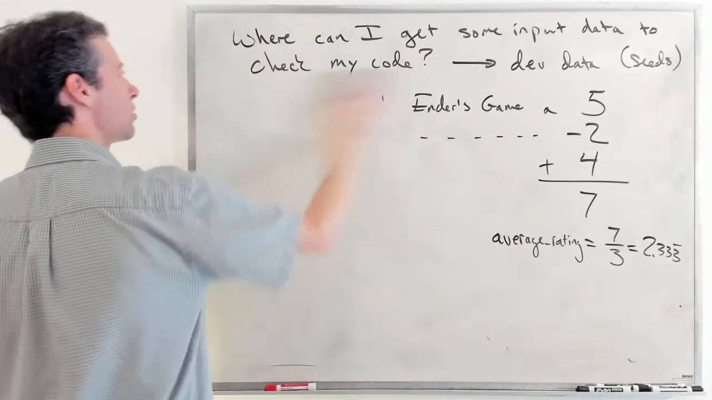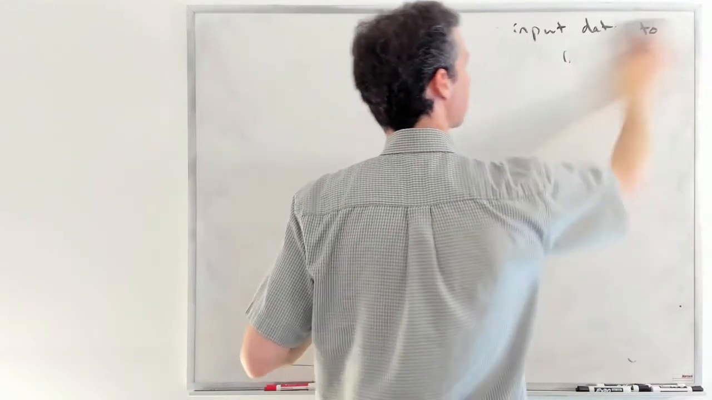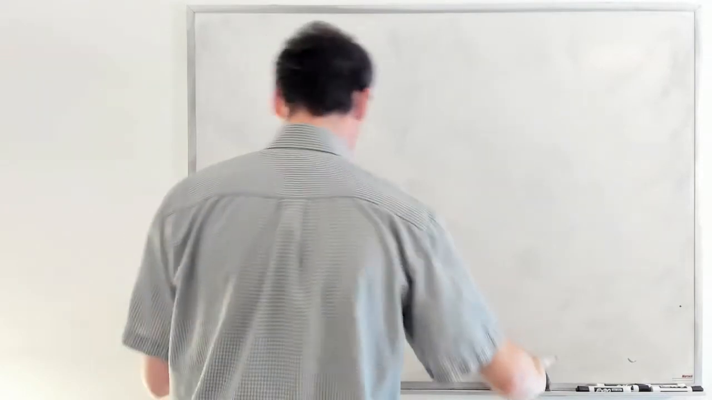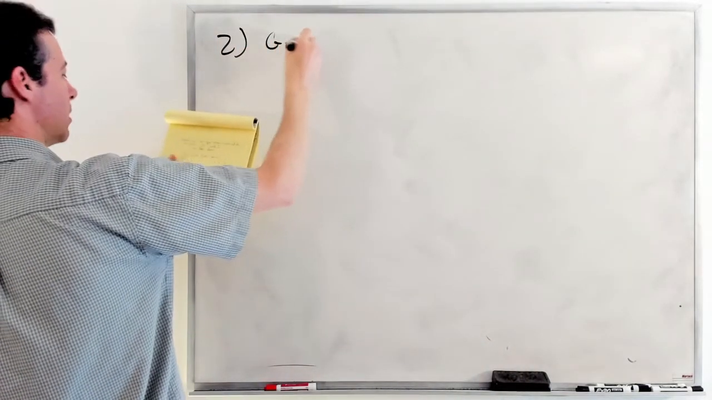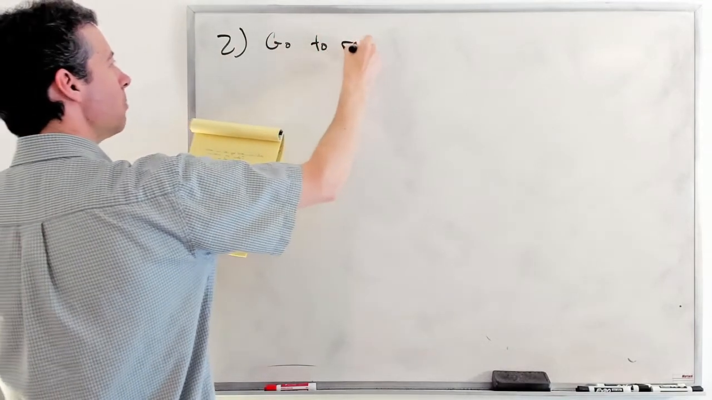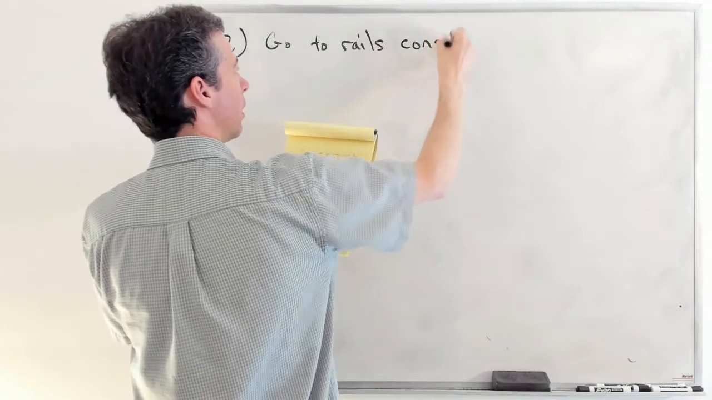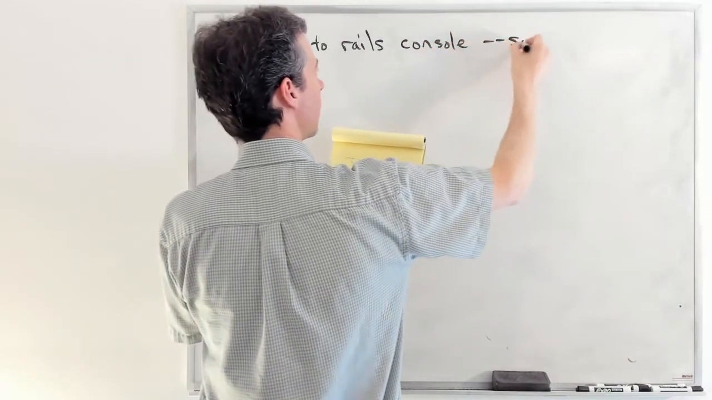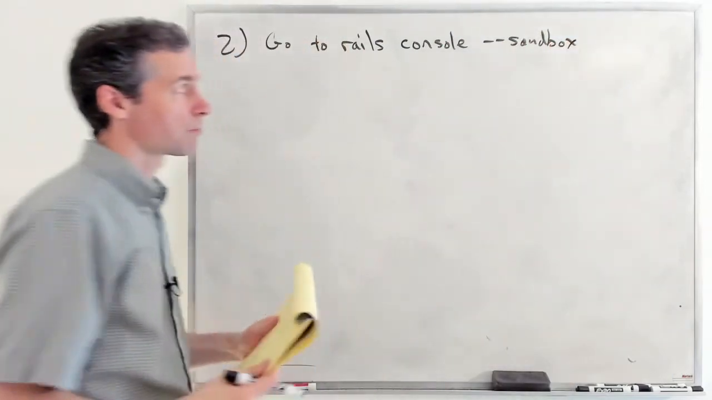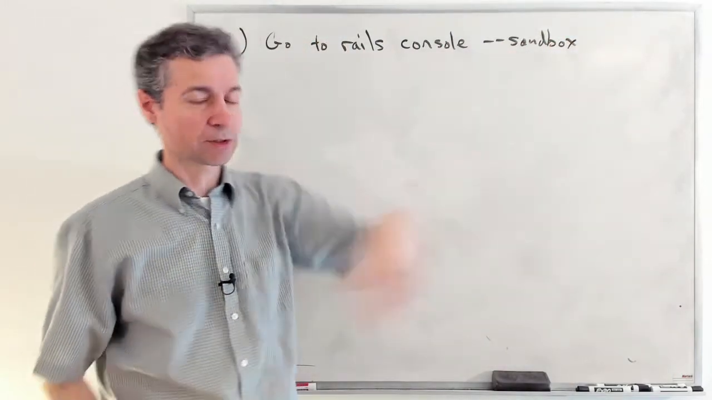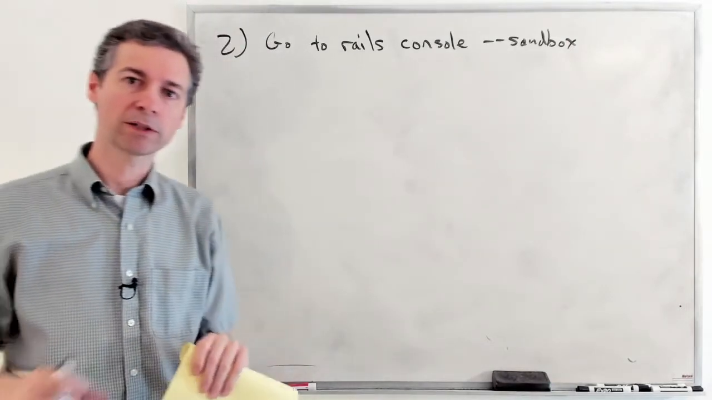Well, as so often, the answer is, let's go to the Rails console. That Rails console is awesome. It actually really is, to me, an amazing thing. So we go rails console, and if we want to be sure that we don't screw up and change our dev data, we add --sandbox, and you'll see a message that says all changes will be rolled back when you exit the console.